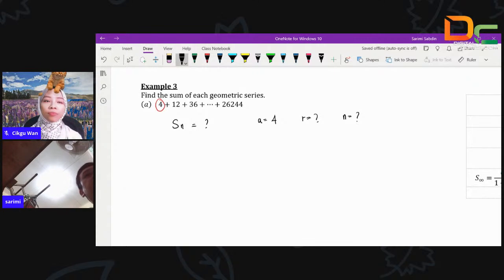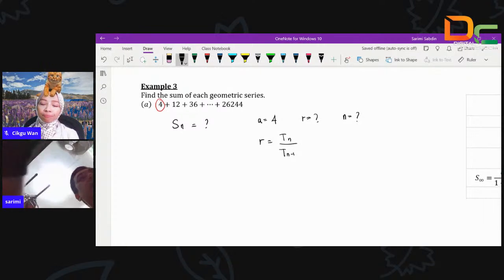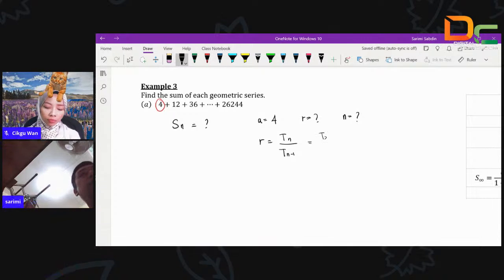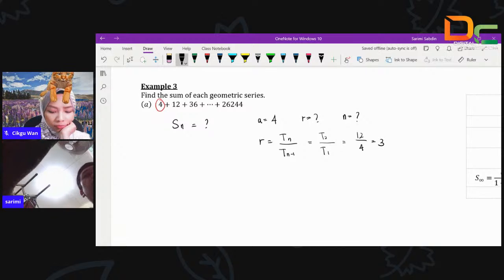And then R is the common ratio. The formula is Tn over Tn minus 1. In this series, we can pick any term. Let's say I choose T2 over T1. T2 is 12 and T1 is 4. So 12 divided by 4 is 3. So R is equal to 3.